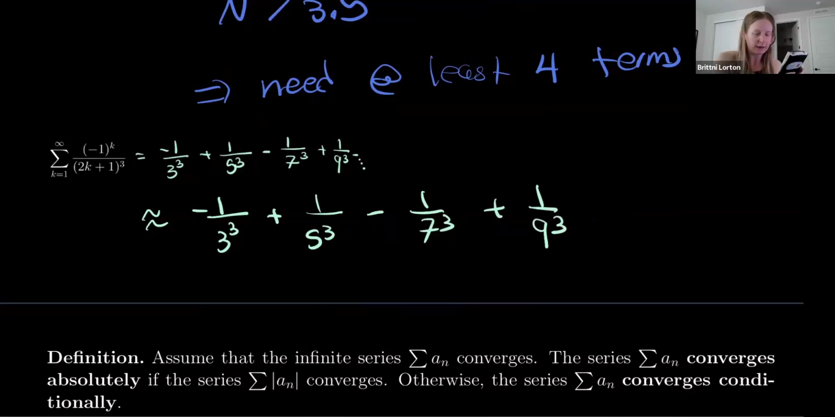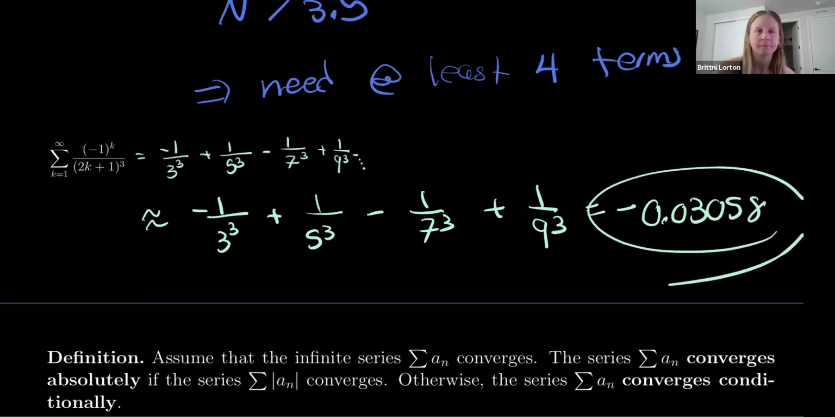I'll type that into my calculator: negative 1 over 3 cubed plus 1 divided by 5 cubed minus 1 divided by 7 cubed plus 1 divided by 9 cubed, and I got negative 0.03058. It makes perfect sense that it's negative because the first term was negative. I was adding something smaller than I had already subtracted, so it stays negative. Ta-da! So now you know what it converges to, approximately. It's an estimate. It's not perfect because I did not actually add up infinitely many numbers, but once in a while it's cool to get a good estimate.